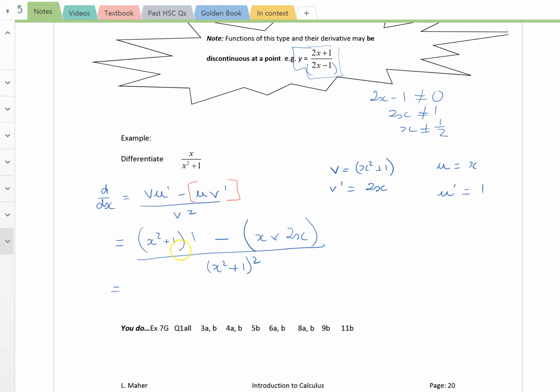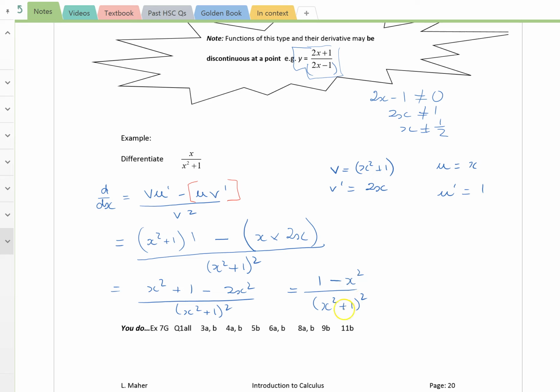What's happening on the top? I've got an x squared plus 1 minus 2x squared, all over x squared plus 1 all squared. I'll probably write that as 1 minus x squared, just because we don't like to start with a negative, all over x squared plus 1 all squared. That is the difference of two squares, could be written as 1 plus x, 1 minus x.